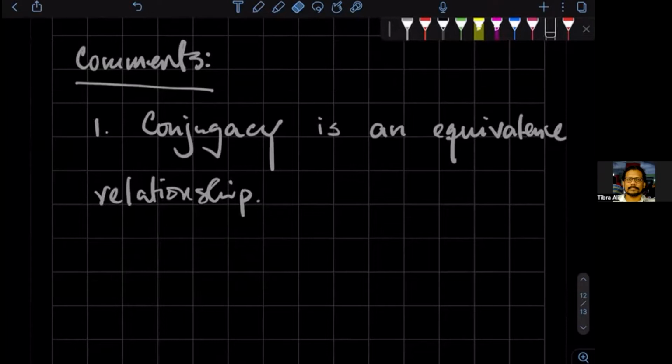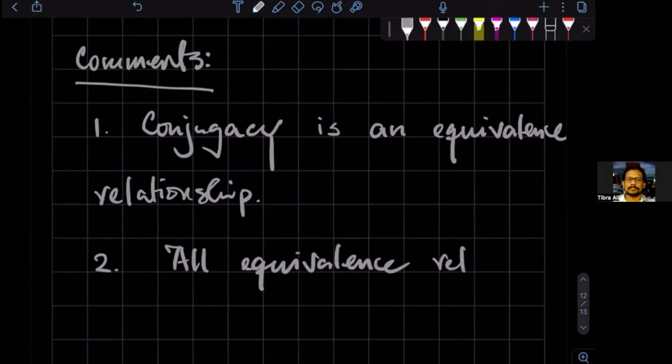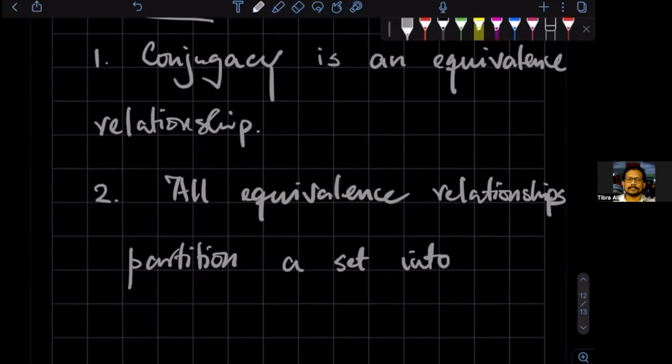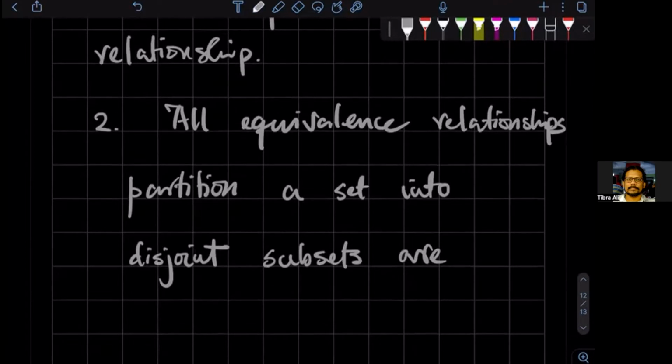And the second comment, I think I've said this before, but it's so important it's worth emphasizing: all equivalence relationships partition a set into disjoint subsets, known as equivalence classes.